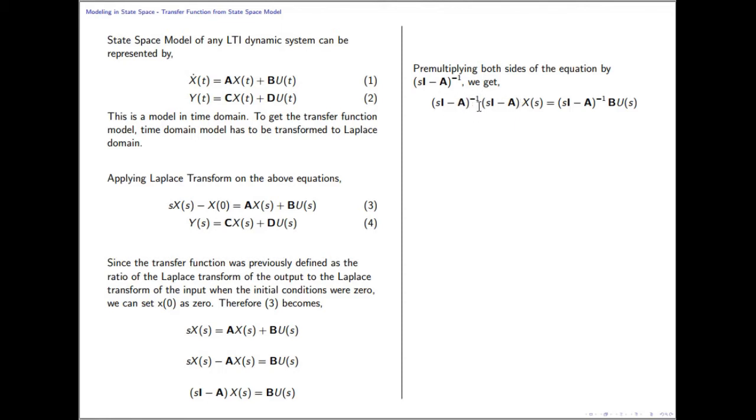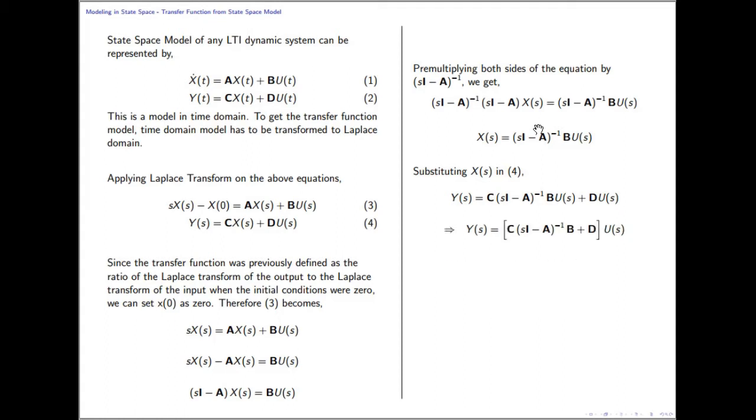And since this is a multiplication of an inverse and the same matrix, this is going to be an identity matrix, or the entire result is going to be X of S. Okay. And because I have pre-multiplied the right side of the equation, I will get this here. Now I can substitute this X of S here in equation number 4, and this is what I get. If you look at this, I have got only Y of S and U of S. U of S can be taken outside.